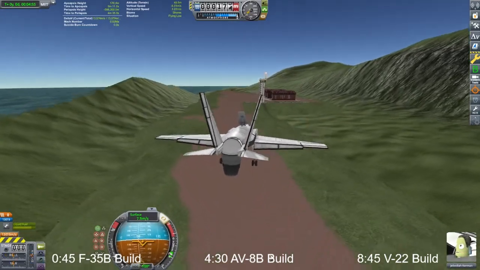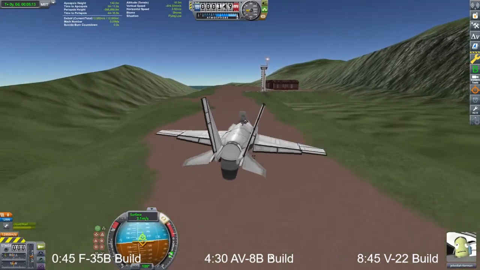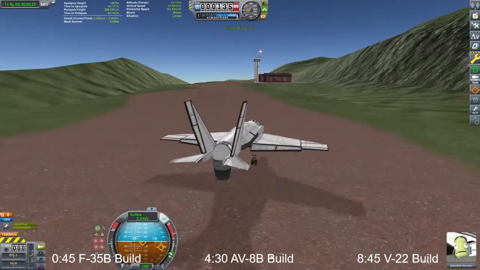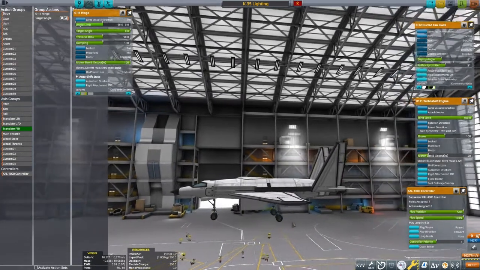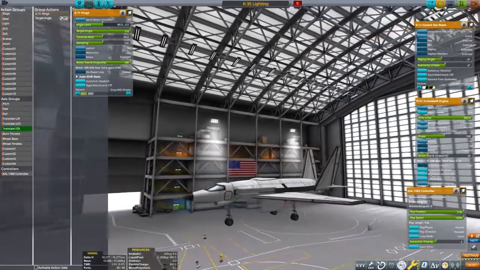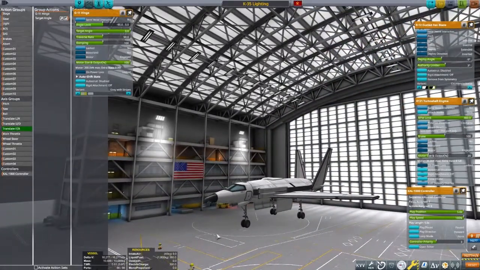The F-35 style plane was quite a challenge to design and fly. I would test, crash, and go back to the hangar to tweak the craft, so I won't be highlighting all of that process. We will, however, be able to see just how I crafted the plane and what techniques I used. In the hangar, we can see some of the crucial parts highlighted.